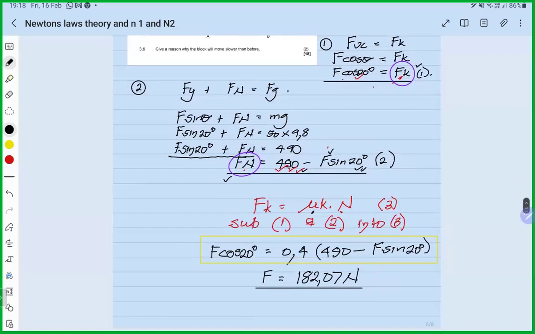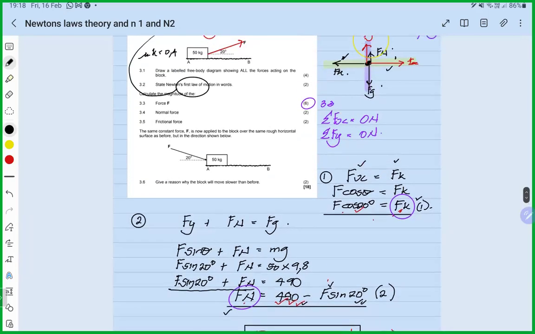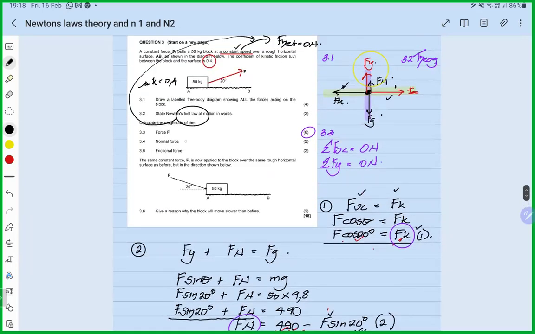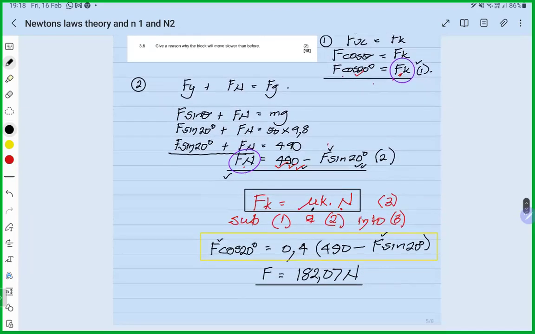We took those two equations, one for Fk and the other for Fn, and we substituted them into the equation for your kinetic friction. We ended up with a single variable of F, and the answer for F was 182.07 newtons there. Then they asked us some easy stuff. For example, they wanted us to find the normal force. Watch how easy it is to find the normal now.